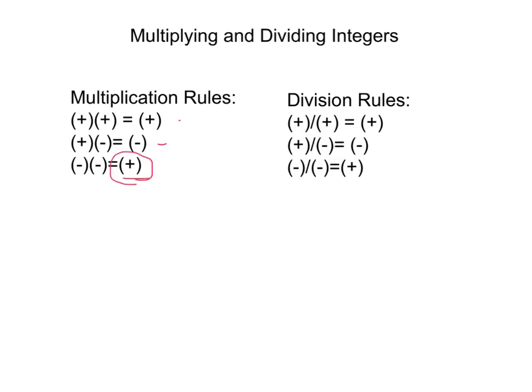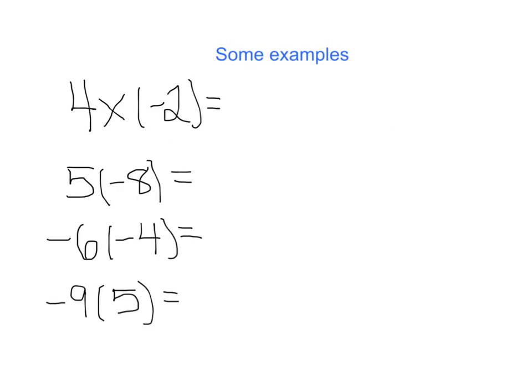We're looking at these here. Okay, and then same idea for division rules. If I have a positive divided by a positive, that will also give me a positive answer. If I have a positive divided by a negative, I will get a negative answer. And if I have a negative divided by a negative, I will get a positive result. So let's look at some examples.